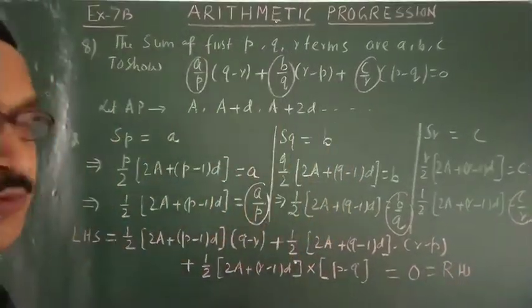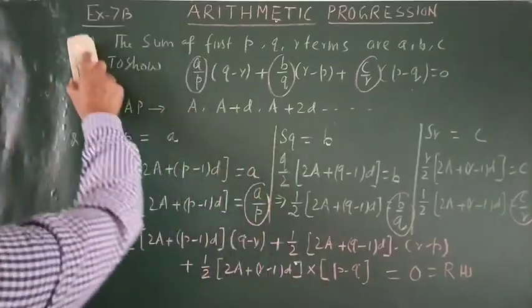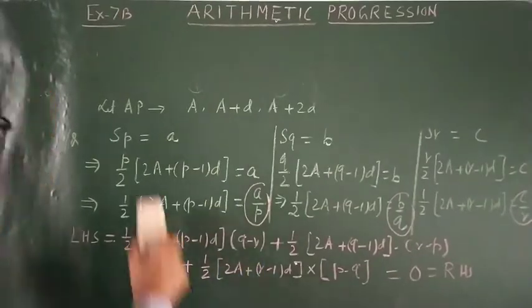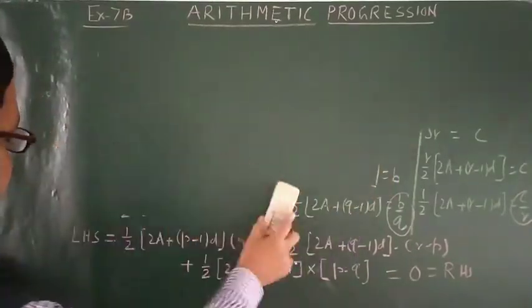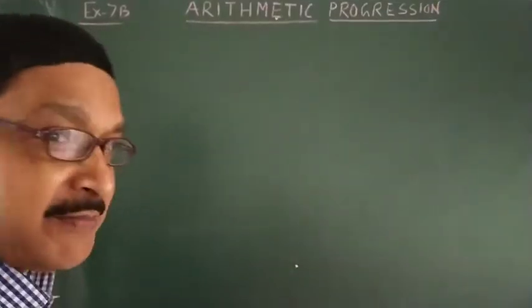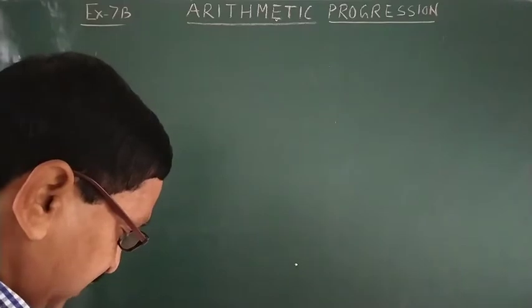It's your duty to simplify. The main portion has been done. After that you can simplify it to get the value 0. If you are not able to simplify due to a scarcity of time, simply write 0. We get 0 on simplification.